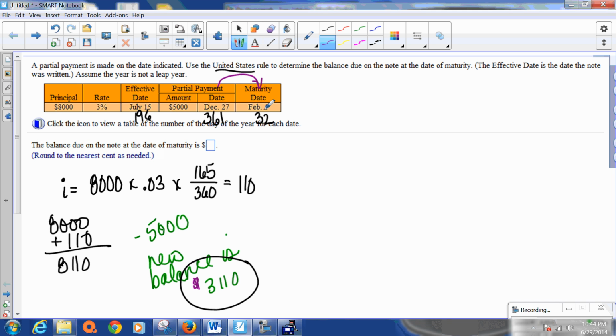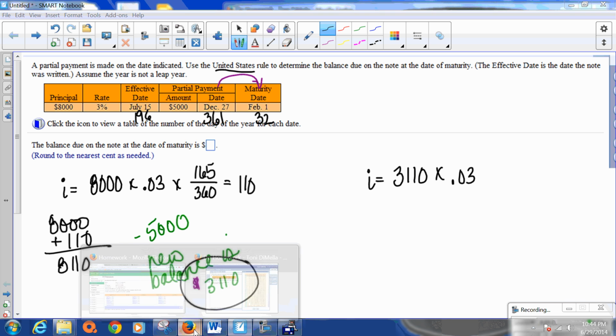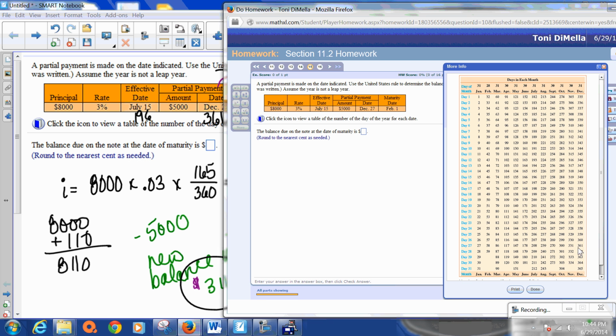So when I come in on February 1st, before I write you a check for how much I owe, they say, wait a minute, we have to figure out how much you owe. You've had an additional $3,110 out at 3% interest, and you've had it out from the 361st day to this 32nd day. So you have these 32 days, 33, 34, 35, 36, right?